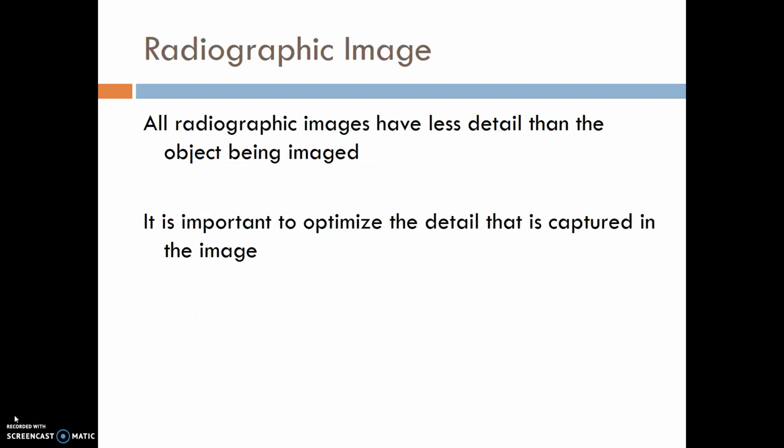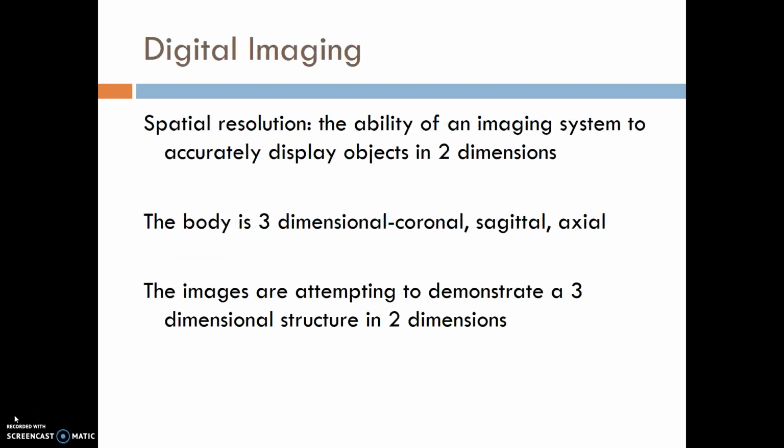All radiographic images have less detail than the object being imaged. It is important to optimize the detail that is captured in that image. Spatial resolution is the ability of an imaging system to accurately display objects in 2 dimensions. The body is a 3-dimensional object with planes of coronal, sagittal, and axial. The radiographic images are attempting to demonstrate a 3-dimensional structure in 2 dimensions.